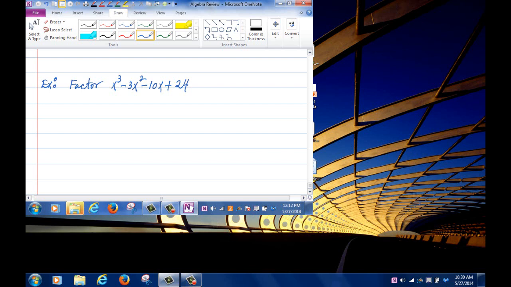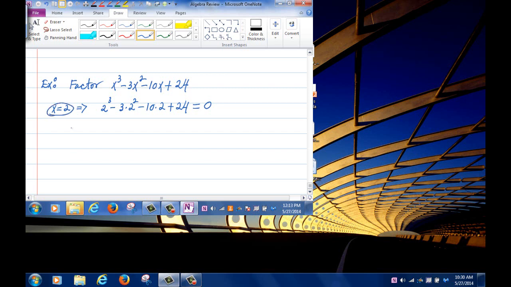What if you plug in 2 though? What do you get? If you plug in 2, what do you get? You get 8 minus what? 8, you get 0, right? Okay, if you plug in 2, so if x is 2, then you get 2 cubed minus 3 times 2 squared minus 10 times 2 plus 24, and this is equal to 0. Okay. So what we say is that 2 is a root.